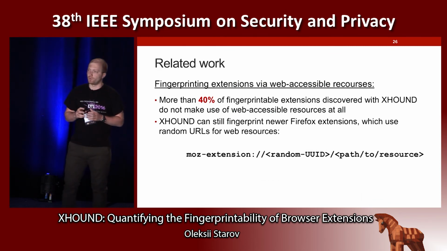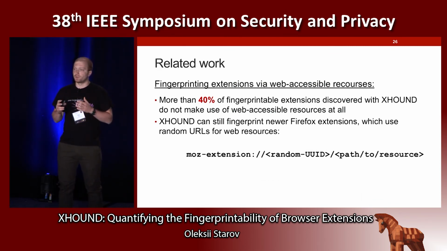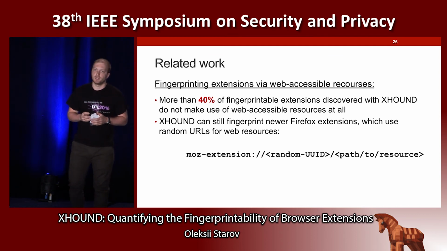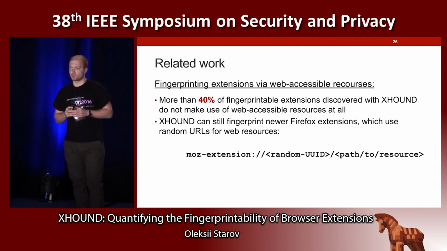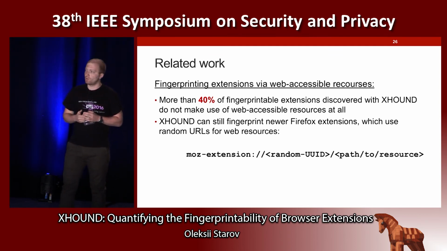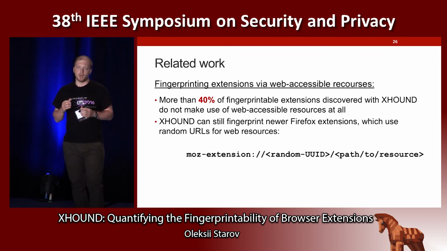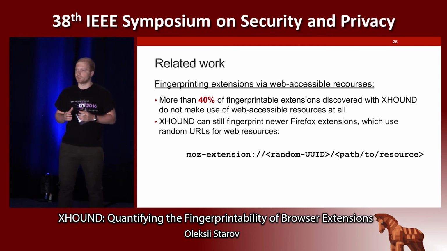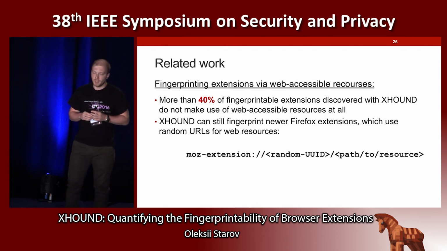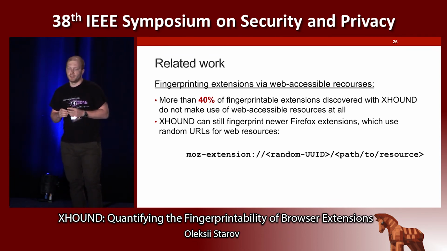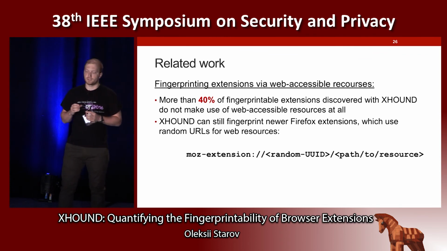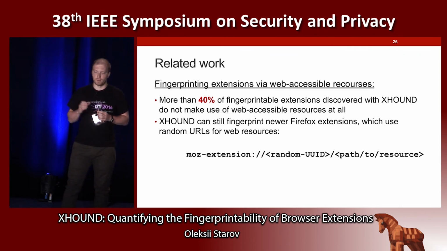Some words about related work. There is another way to fingerprint browser extensions, another strategy, via enumerating their web accessible resources. And we also compare our fingerprinting approach with that work. First of all, more than 40% of fingerprintable extensions that we found with XHound do not use web accessible resources at all. Secondly, XHound can still fingerprint newer Firefox extensions that use random URLs for web accessible resources.